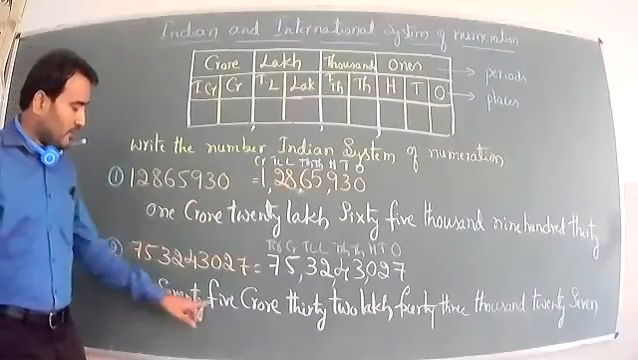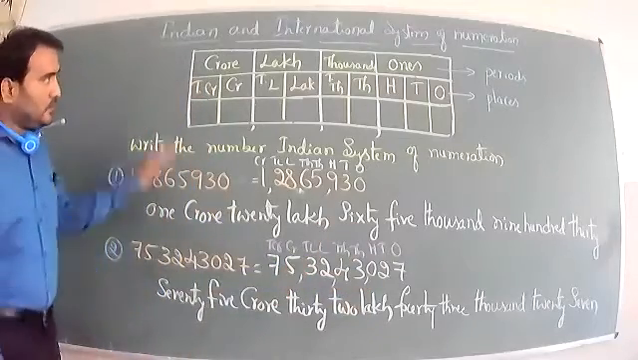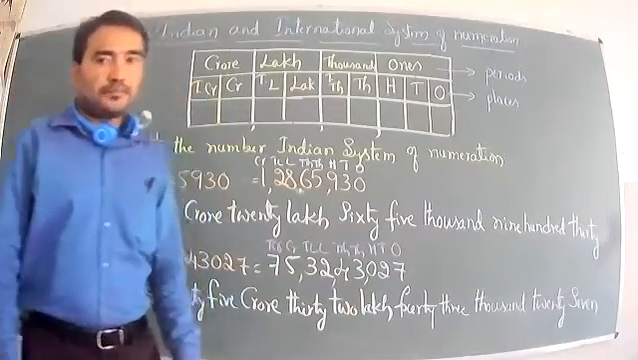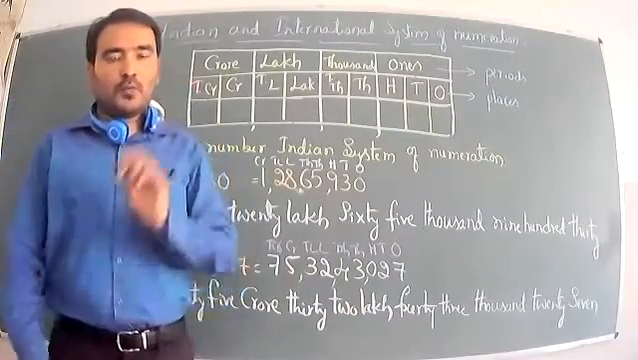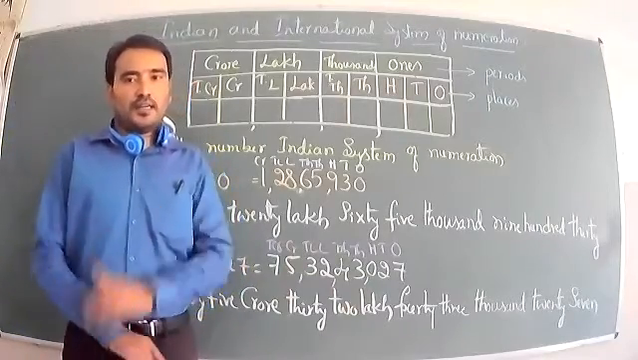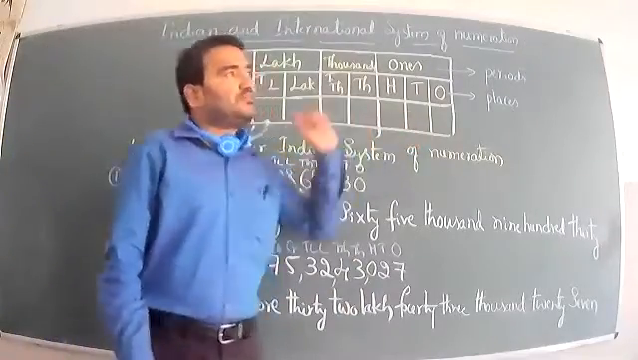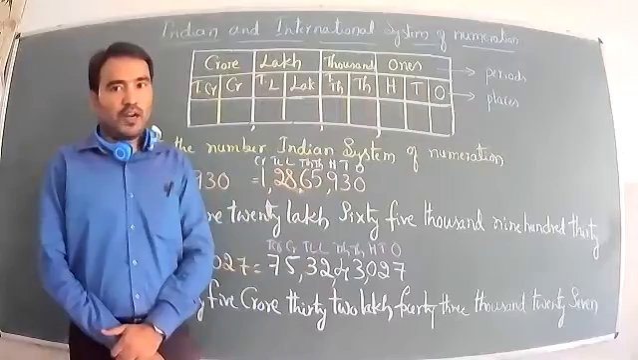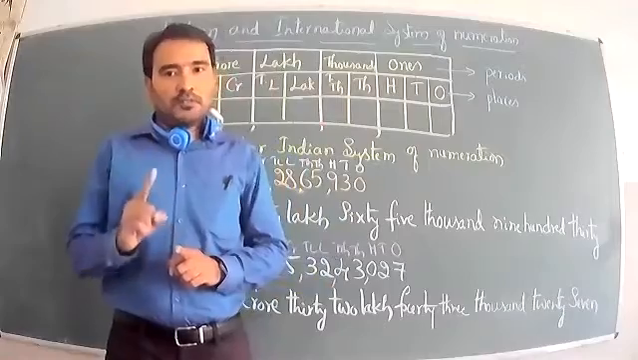Okay, so now 75 crore, 32 lakh, 43,027, that is the number name. So this is called the Indian system of numeration. Now we can consider one ones means one, 10 ones means 10, 100 ones means 100. Now go for the tens. One ten means 10. 5 tens means 50. 10 tens means 100. 100 ones means 10 tens. Keep in mind, 100 ones means 10 tens.